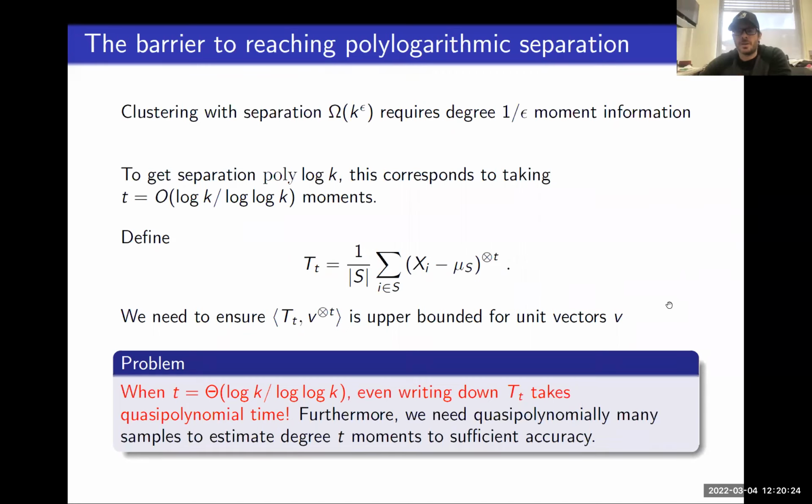So even if I let you run in quasi-polynomial time, it still wasn't known how to get the optimal sample complexity. I think there's a paper of Diakonikolas and Kane that got sub-exponential time with the right sample complexity, and they claimed that that was novel. So I think that means it was not known how to do polynomial sample complexity even in quasi-polynomial time.